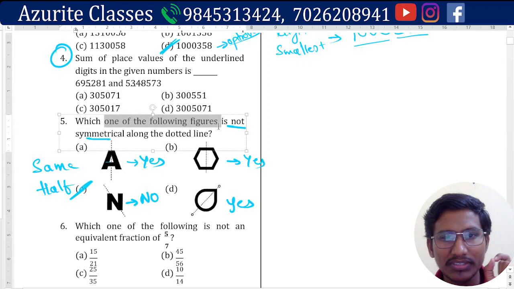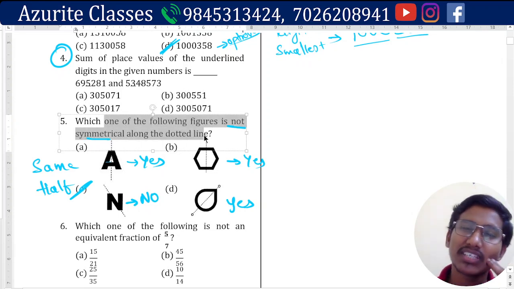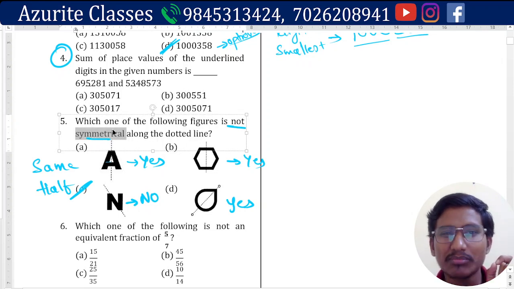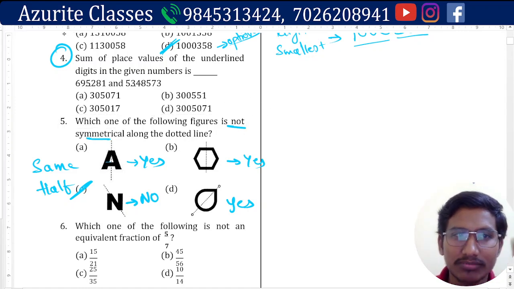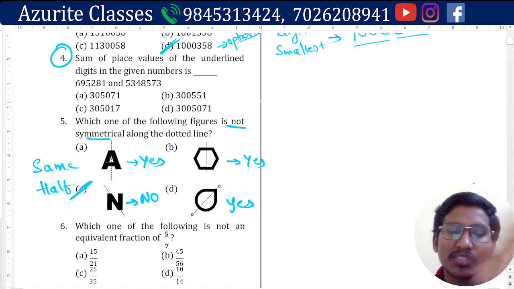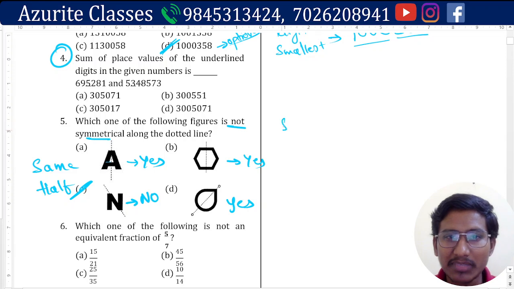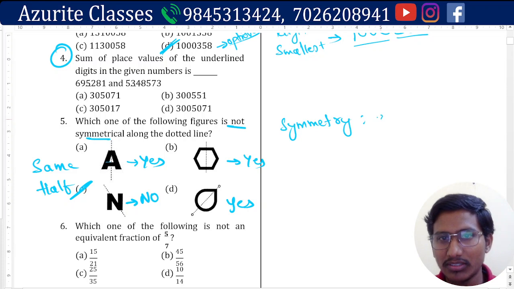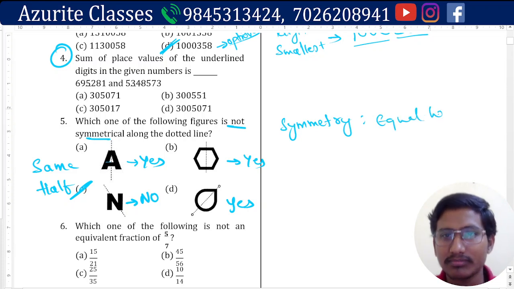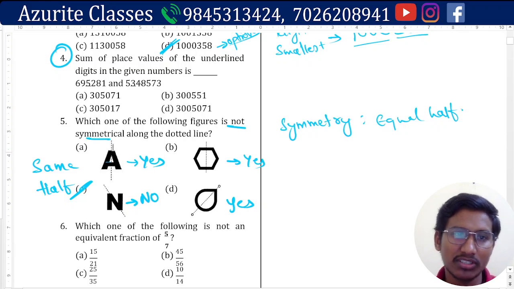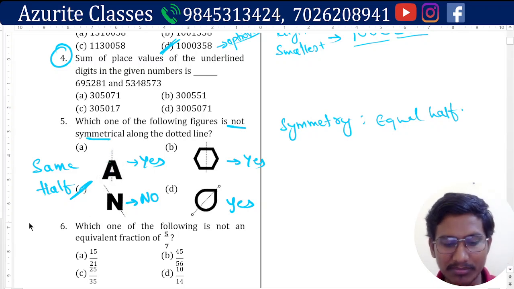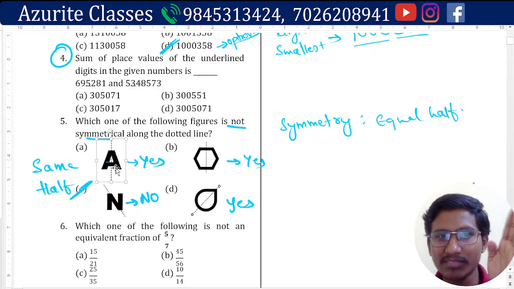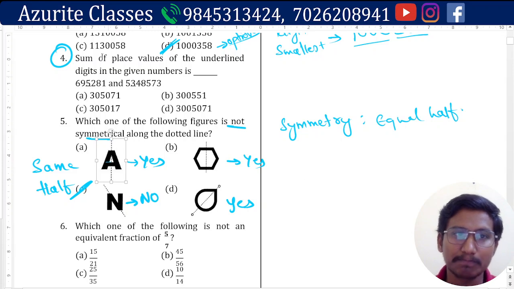Which of the following figures is not a symmetrical figure? Symmetry, we have to understand symmetry. Symmetry means equal halves. If you cut along the line, it should be the same, equal halves, right? So here, if you take along this dotted line and divide it, both halves will be the same, this side and this side. This will also be the same. This one is not the same, it will not match.